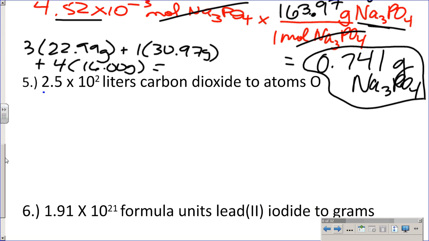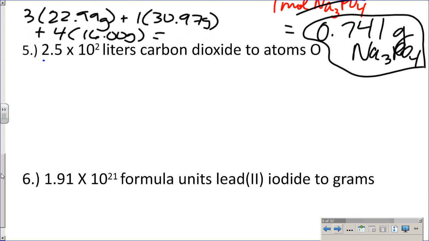Liters of carbon dioxide to atoms of oxygen. Are we good here? What's up? My periodic table has lots of sig figs on it. Don't worry about that. If we're off by just a little wiggle room, no worries. We're still 163, right? 164-ish, we're good. I have a different periodic table than you guys, and I just have most of those memorized.